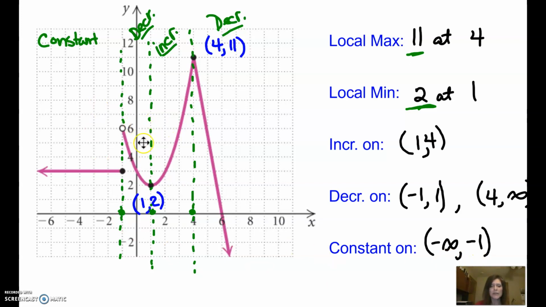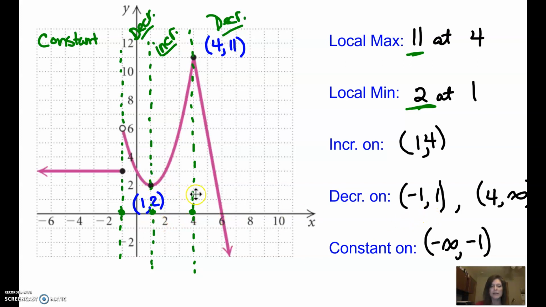The next section we said was decreasing, and that starts again at this dotted line and goes to this dotted line. I don't focus on the y values here. I'm saying from where to where on the x-axis as I'm going from left to right. Well, it's from this negative 1 until I hit here, which is going to be positive 1. So that little section is a decreasing section. So that's why it's listed there.